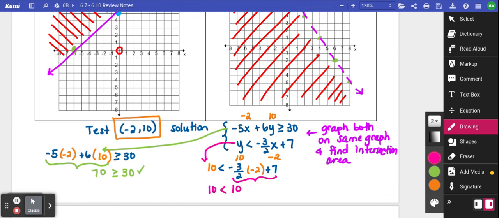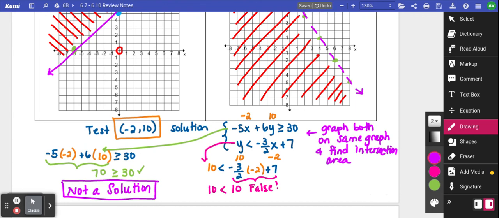Oh my gosh, I almost did that wrong in my head. I'm so sorry. What we need to do now is ask ourselves, is this true? This is not true. This is actually false. 10 is not less than 10. So because this is false, our final answer would be that this point is not a solution of this system. It does work for the first inequality, but it does not work for the second one. And therefore, it is not a solution of the system.